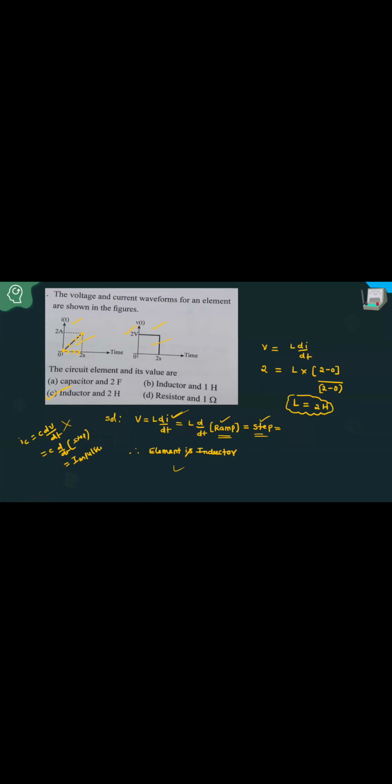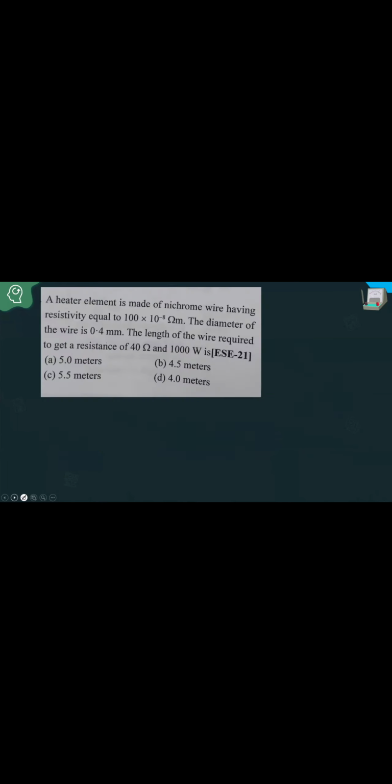Check both the relations. Which relation is satisfied, that is the element. You have to check whether the inductor relation or the capacitor relation is satisfied. Here the inductor relation is satisfied, that's why it is an inductor. V equal to L into di by dt. Current is changing from 0 to 2 during 2 seconds. Then 2 minus 0, L equal to 2 Henry.